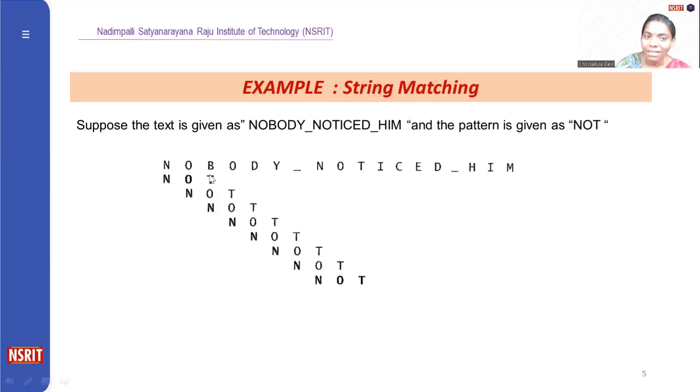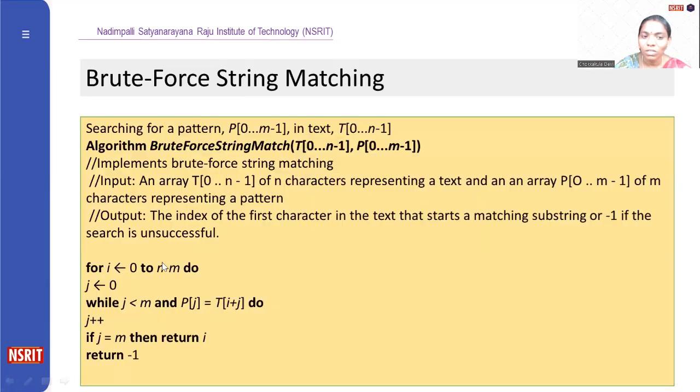Here we find that B and T are not matched. Even though the first two characters matched, this character does not match, so the pattern is not at this position. By the algorithm, when J is incremented, it takes the I plus J position. If J and M are both equal, then we have matched the particular string. But this condition fails, so we have to increment the I position.